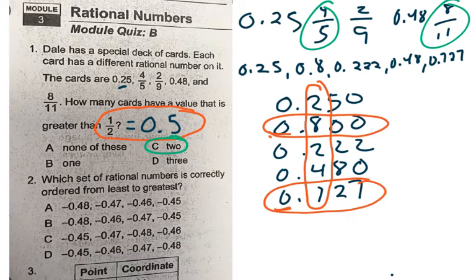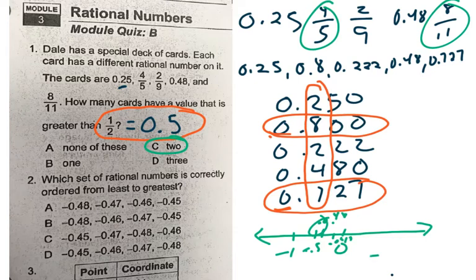Now if we go to number 2 here, they want to know what set of rational numbers is ordered from least to greatest. Well, if I'm on a number line, here's 0, here's -1. Halfway between is -5/10, right? Here is going to be -48 hundredths, and about here is going to be -45 hundredths, right? So I know that -48 hundredths, if I'm looking at this column, is further to the left. So that is least. That's the smallest number.